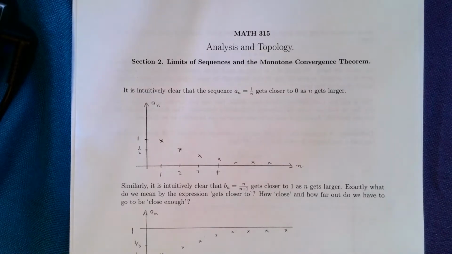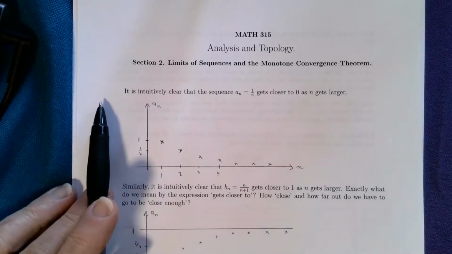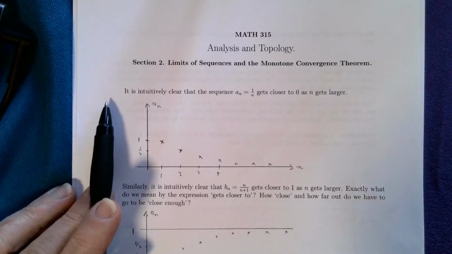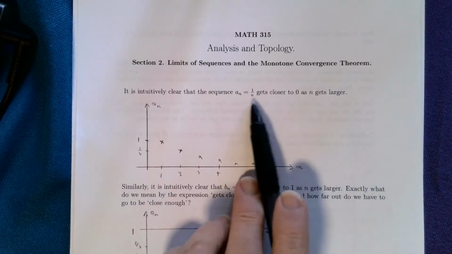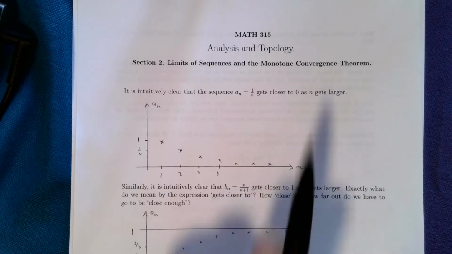And this is a difficult idea, and I'll do lots of examples, but it's one of those basic skills that you'll need to be able to do. So firstly, let's begin with a very simple sequence. a_n is 1 over n, and it's intuitively clear, as we've seen before, that 1 over n gets closer to 0 as n gets larger.